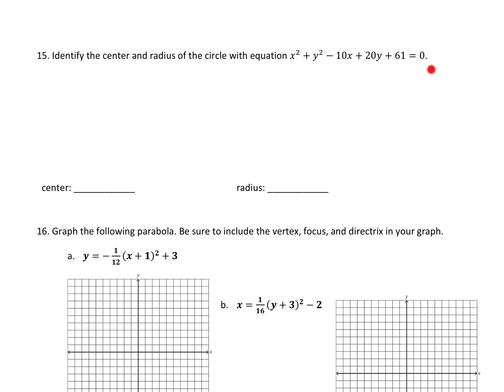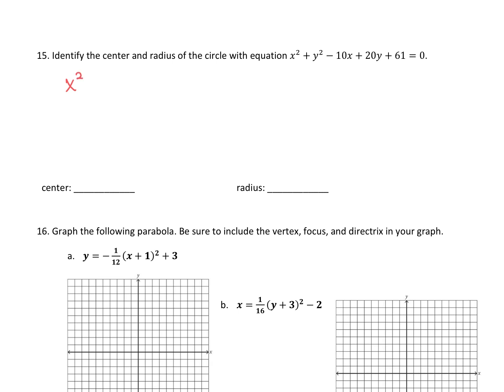This equation is not in standard form for the equation of a circle. We get it into standard form by completing the square. So we're going to complete the square for the x's and complete the square for the y's. In order to do that, we want to reorganize our equation. We want the x's together, so we gather all of the parts that go together.